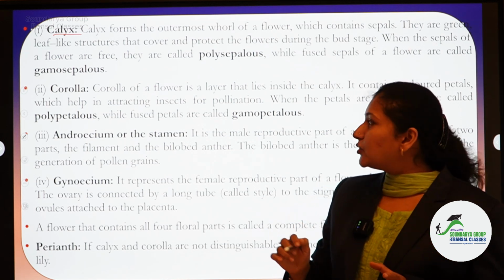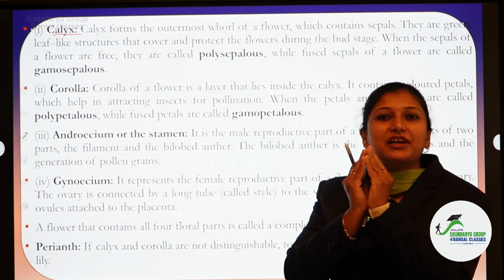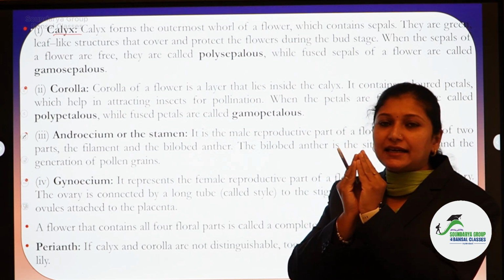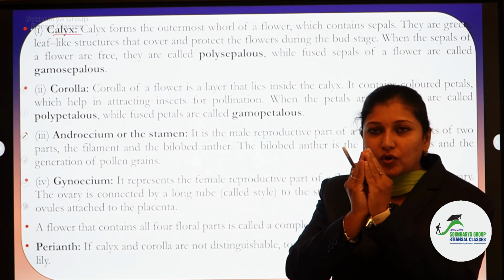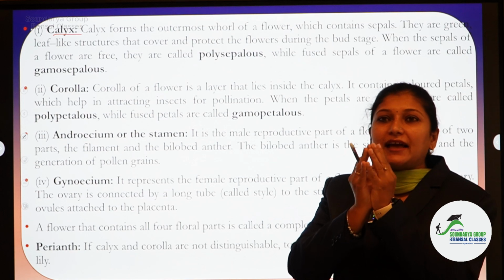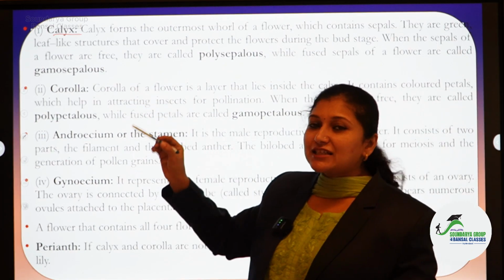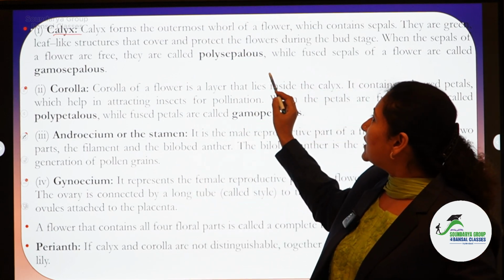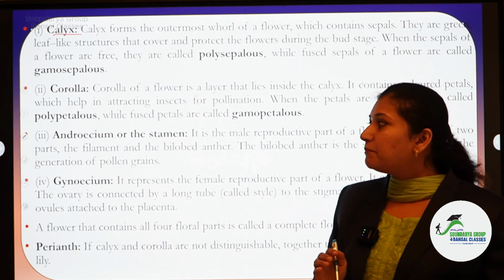In the outermost whorl, in the bud stage where the flower is protected, it is generally green in color, so they are the calyx. They are made up of sepals. Sepals together form one whorl, that is called the calyx. When the calyx opens, the flower will be blooming. So the main function of the calyx is to protect the flower in the bud stage.